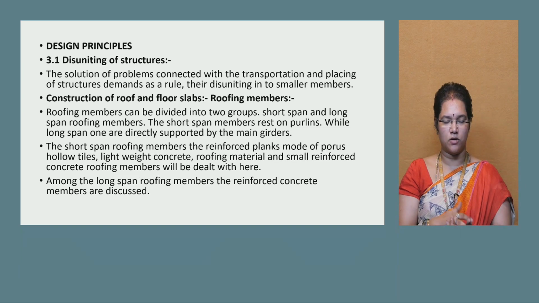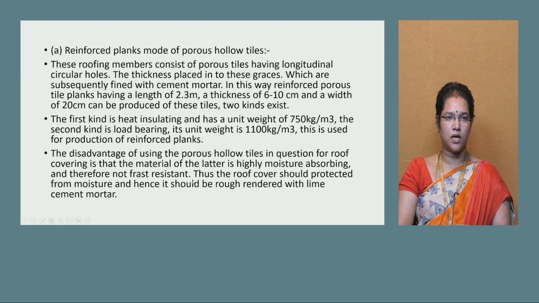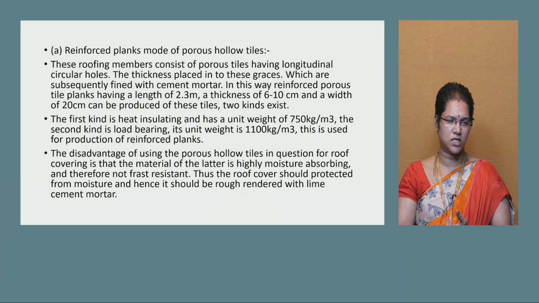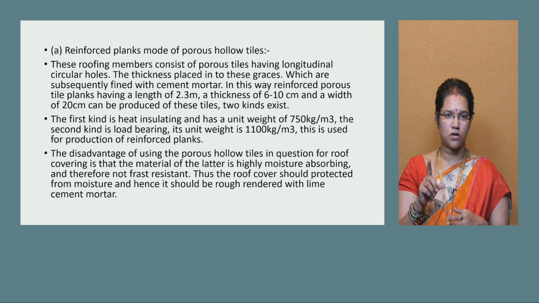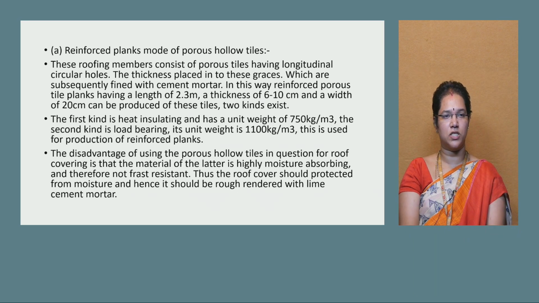Among the long span roofing members, the reinforced members are discussed here: reinforced planks, porous hollow tiles, and solid tiles. What is meant by hollow tiles will be studied next. As we already discussed single and two tier members, with two support members, in our CO2 part, in continuation the reinforcing is done for these members.